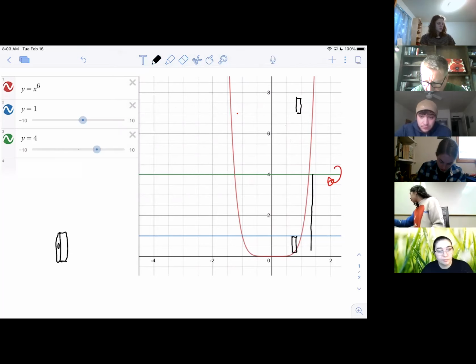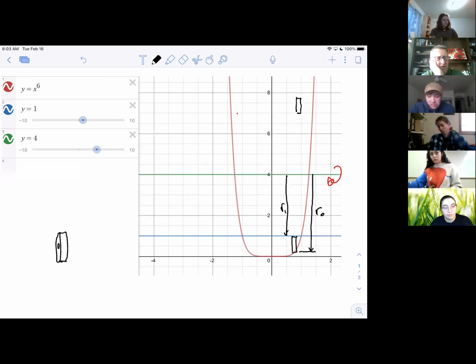So in my mind, the whole thing is based on the picture. That radius right there, that's the outer radius. So maybe I'll call it R_O for radius outer. And then this distance to here is radius inner. It's really those two that I'm working on.